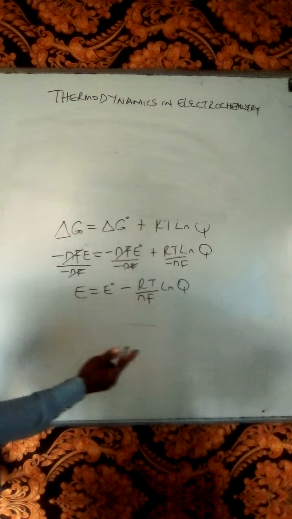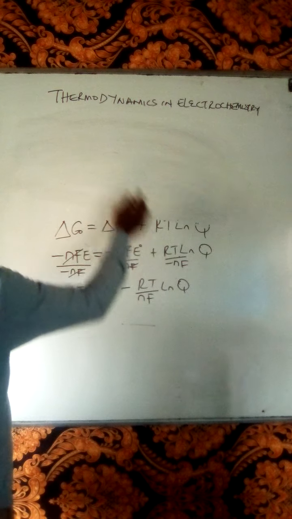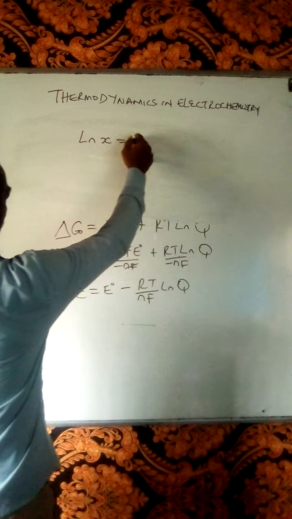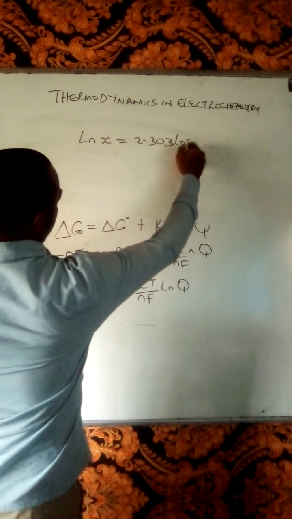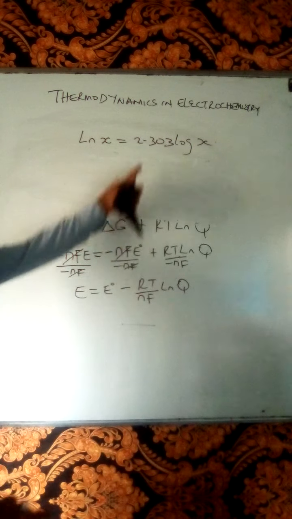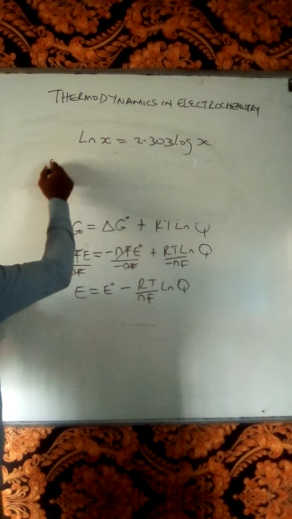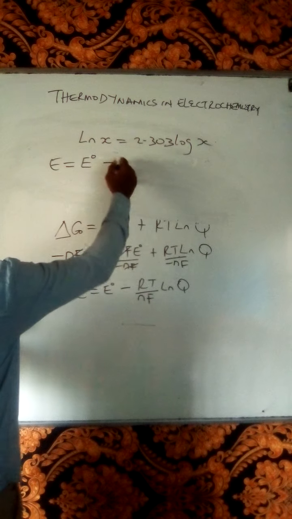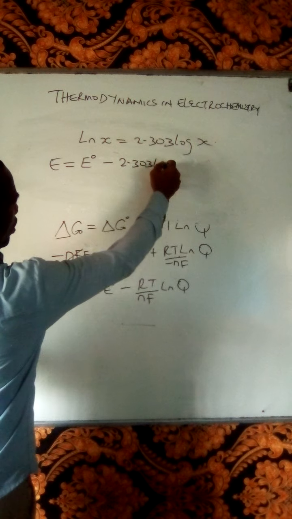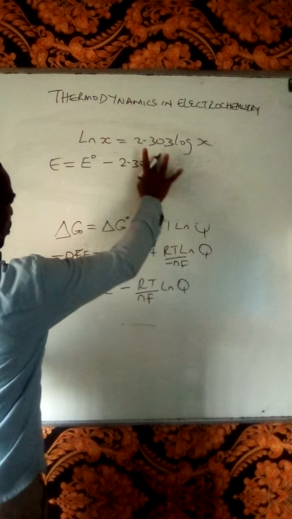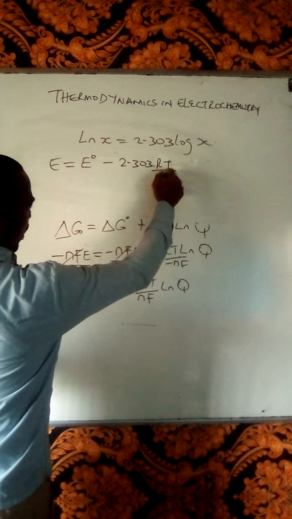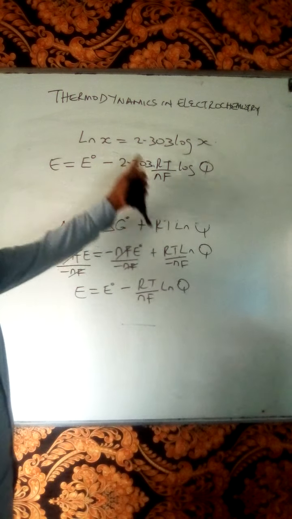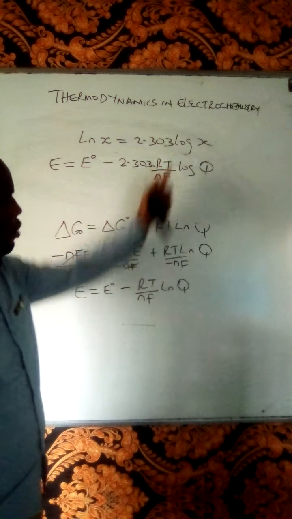So we know that the natural log is related to log to base 10 by this equation: the natural log of a number is given by 2.303 times the log of the same number. We now bring this relationship into this equation. We now have E, the standard potential, minus 2.303 RT over nF log Q, replacing the natural log with this value in this equation.